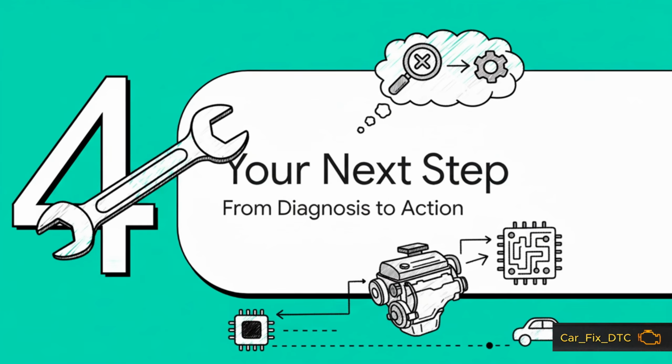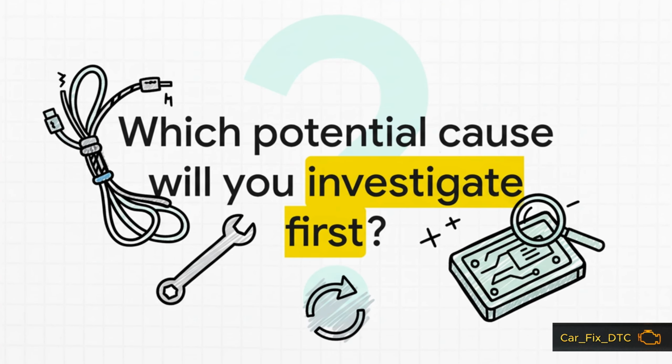You know what the code means, and you know the four most likely things that are causing it. So let's turn all this knowledge into action. It's time to move from just diagnosing the problem to actually doing something about it. And that really brings us to the final most important question. Where are you going to start? Based on everything we just went over, what's your first move? Are you going to pop the hood and check the wiring for obvious damage? Maybe try a system reset first. Or are you going to start looking into the module itself? The path to getting this fixed starts with that very first step.